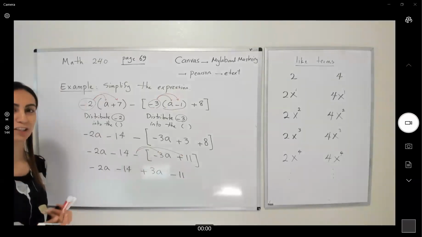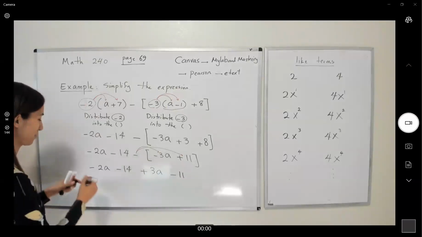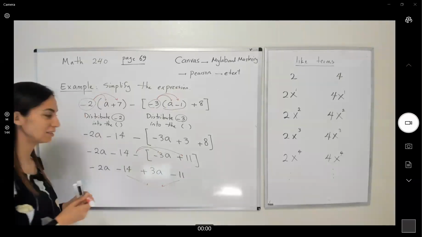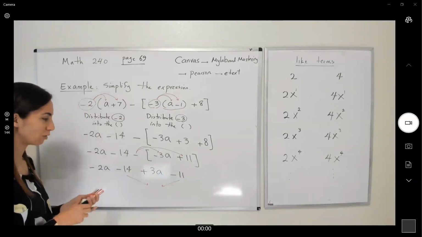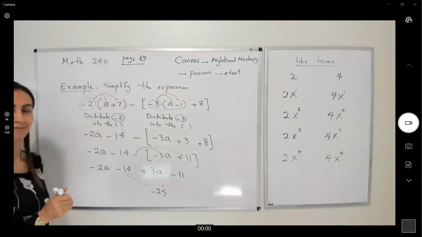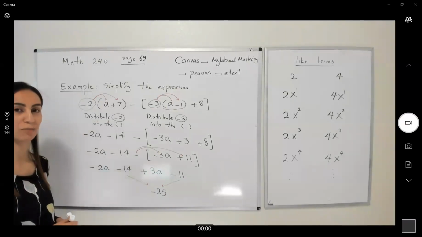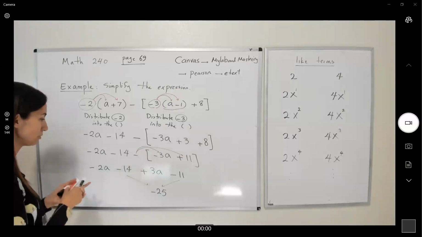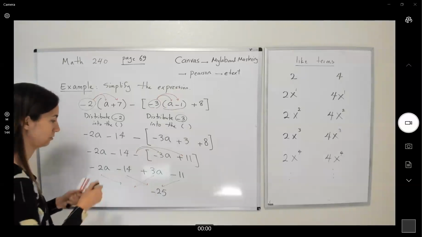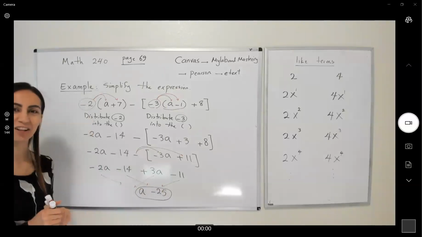Now we're trying to find like terms and write this in compact form. Well, as you can see, you have -14 and -11. You have two constants. The outcome is equal to -25. Now you have -2a and positive 3a. The outcome is positive a. So a minus 25 is the final answer.